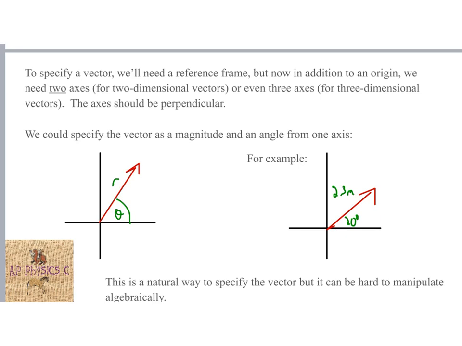All right, we can specify a vector as a magnitude and an angle from that axis. So for instance, we have some angle, 20 degrees, measured from the axis, in this case the x-axis, and at 23 meters. Totally random vector, but that's how we can specify it. This is a natural way to specify the vector, but it can be hard to manipulate algebraically. Specifically, it doesn't let you do addition very well. It doesn't say how I take the distances and angles and add them if I have 2 vectors.